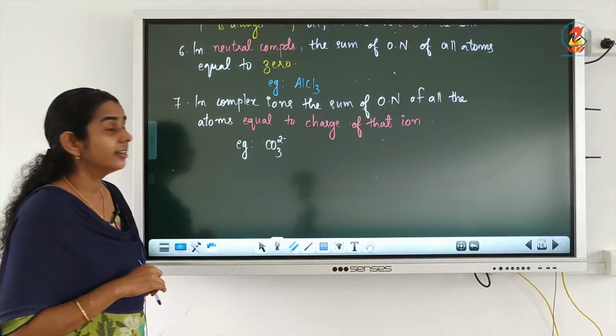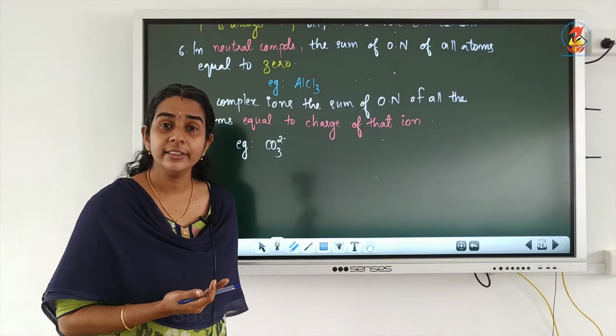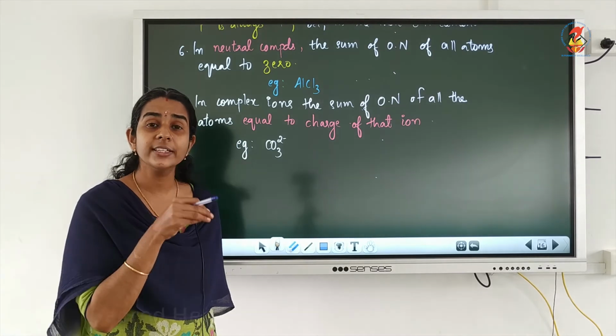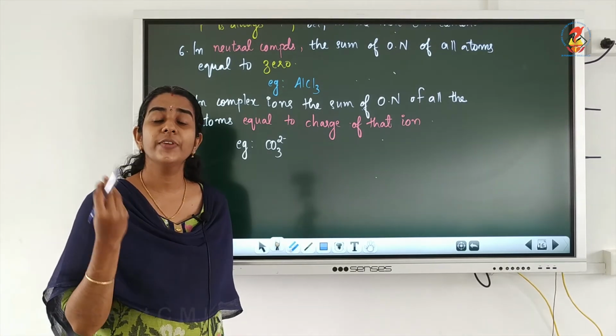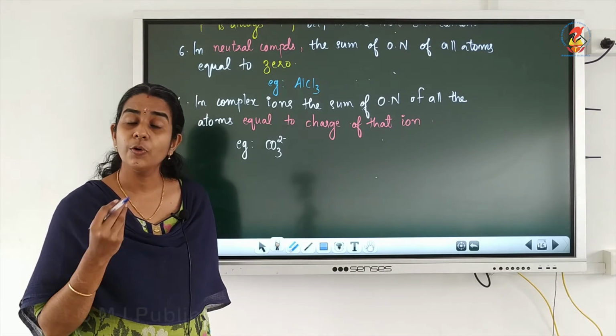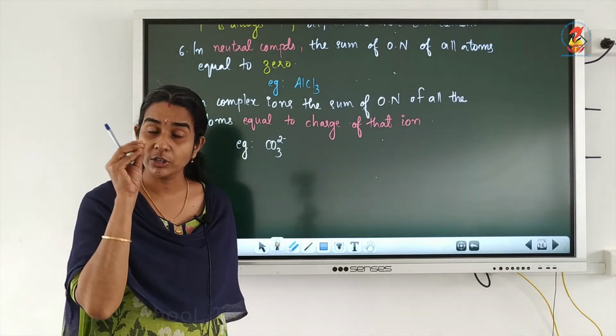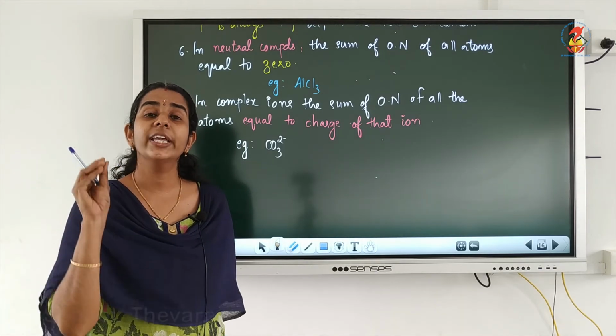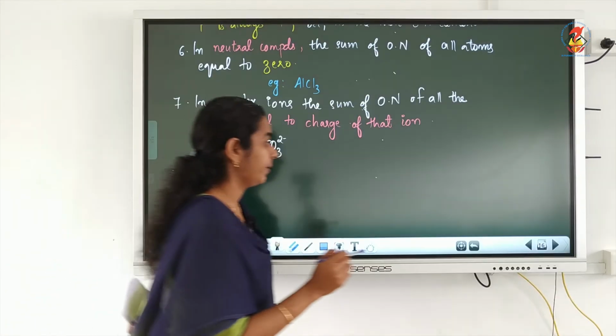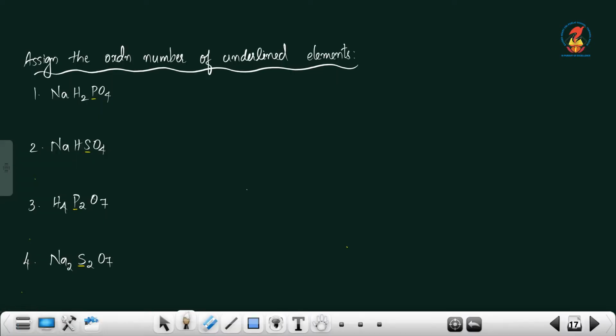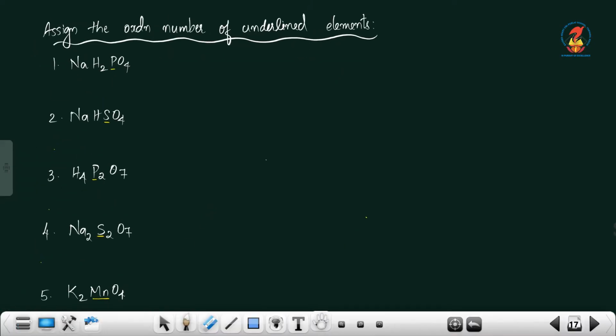So these are the rules for assigning oxidation states, or the few things we should remember before we assign the oxidation number of each atom. We are always assigning the oxidation state of each atom or element present in the given compound. So we will do a few questions. The question is to assign the oxidation number of the underlined elements. In every compound one element is underlined, and we have to find its oxidation state.